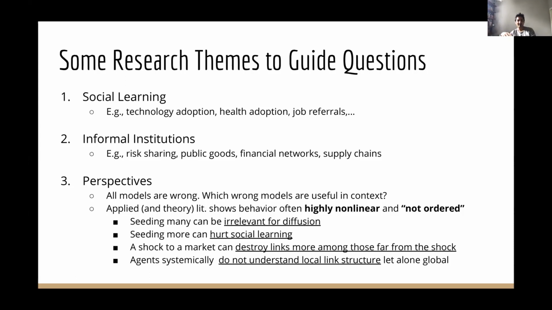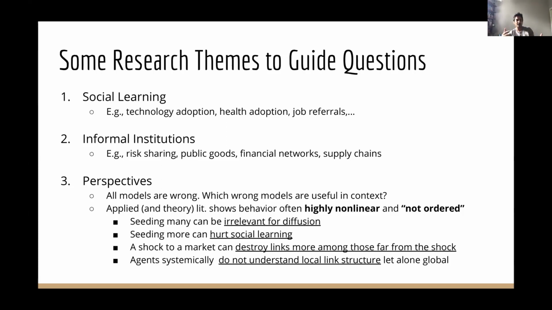So both the applied and theory literature here show that behavior is often highly nonlinear and what I'm going to call not ordered, which will encompass a number of things. The examples I'll give you are first, seeding many, meaning giving information to more people, can be irrelevant for diffusion. Or weirder still, if there's uncertainty, providing signals to more people in a graph can actually reduce social learning. Furthermore, a shock to a market such as partial market completion can actually destroy links much more amongst people that are really far from the shock in the graph rather than those nearby.